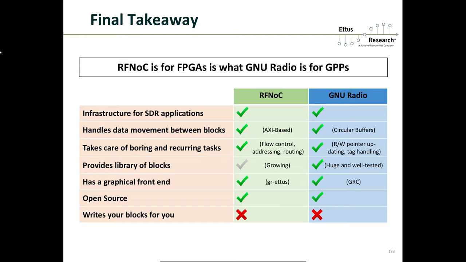So this concludes the advanced topics section of the workshop. As a final takeaway, I'd like to say that RFNoC is for FPGAs as GNU Radio is for general purpose processors. Both provide an infrastructure for SDR applications, but they do not write your code for you. They take care of the boring parts so you can focus on your application.